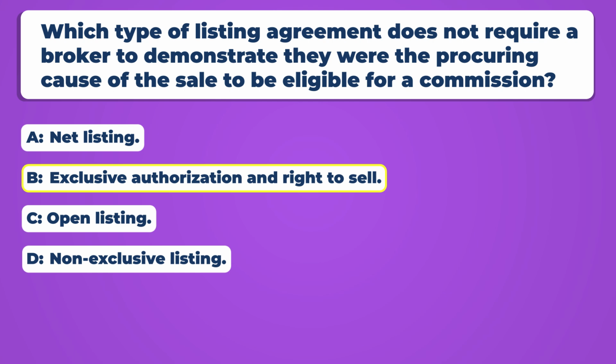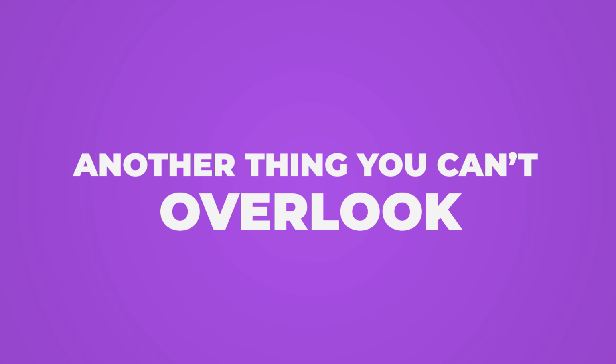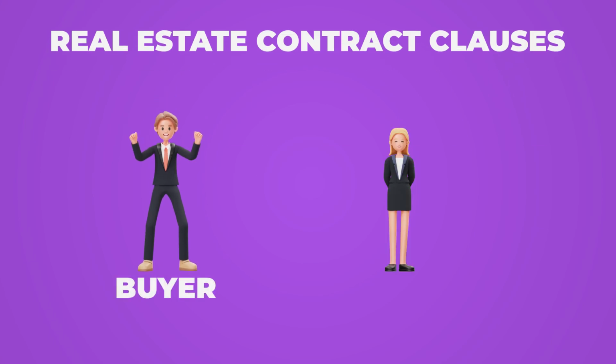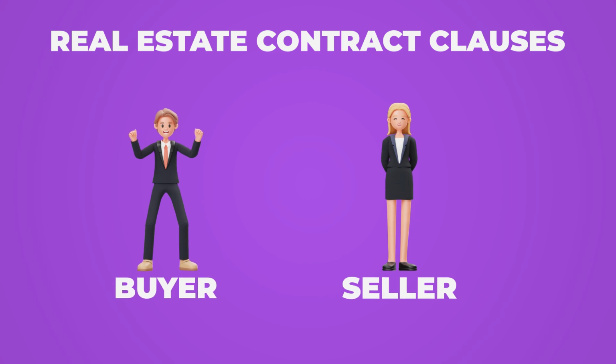Let's move on to the final part of this crash course. Another thing you can't overlook in a real estate contract is the clauses. They're the backbone of the agreement. The details they outline can make or break a deal, so understanding them is a must. Each clause is there to protect both the buyer and seller, making sure everything is crystal clear and agreed upon. Here are some of the most essential ones.